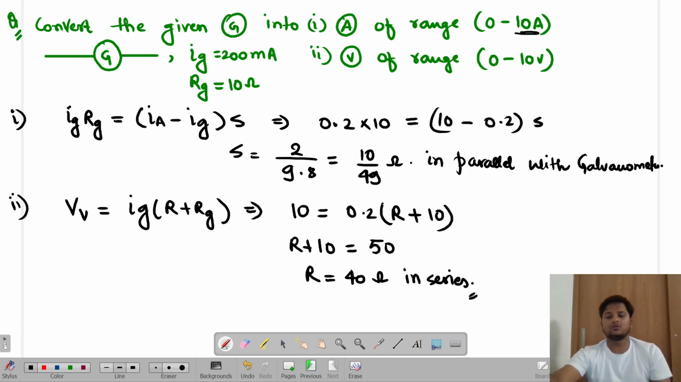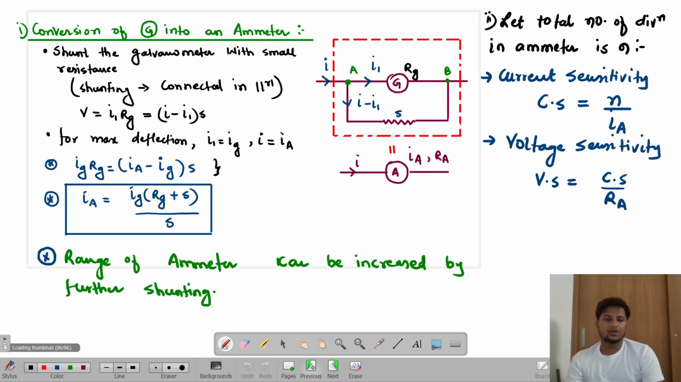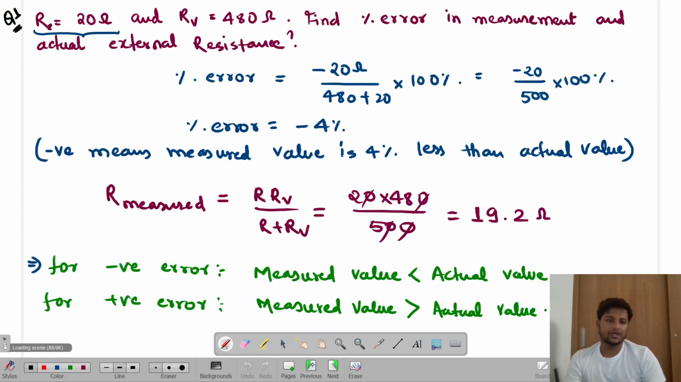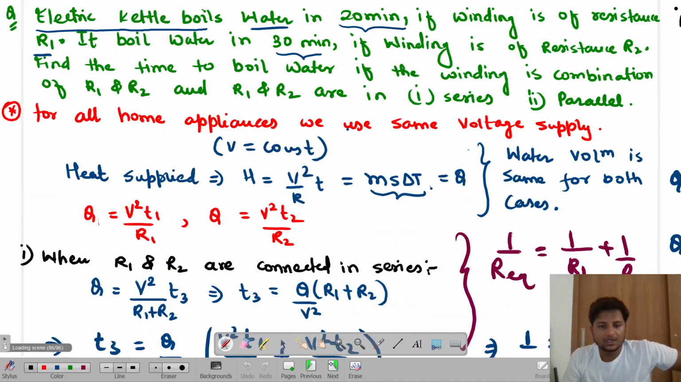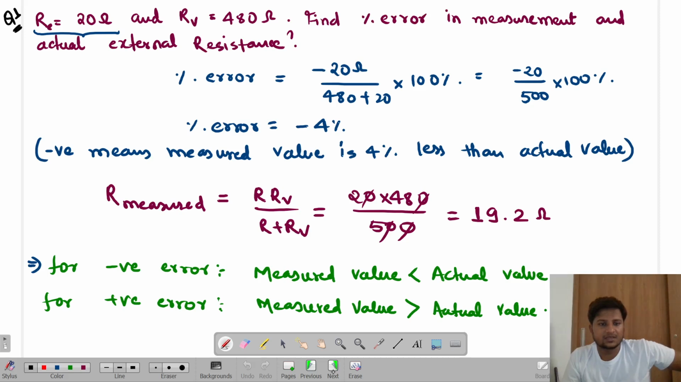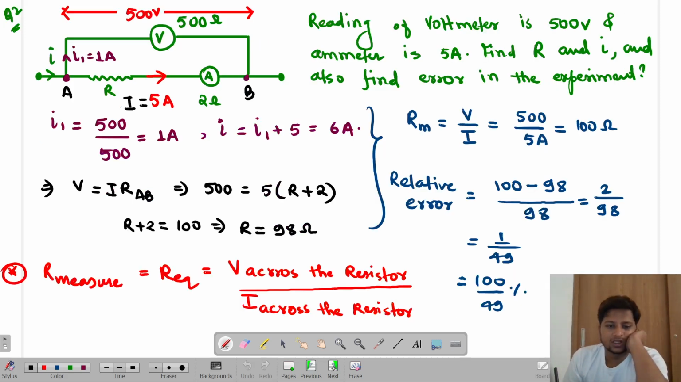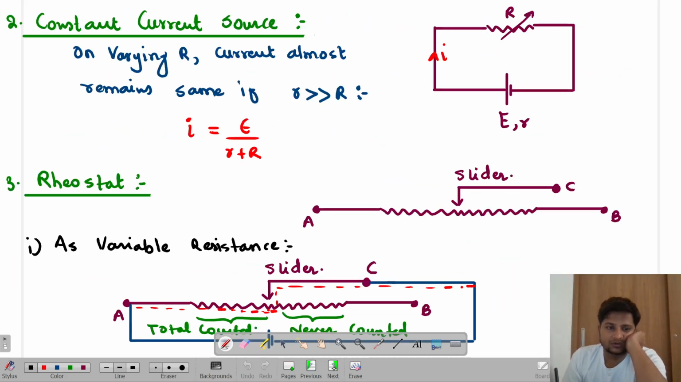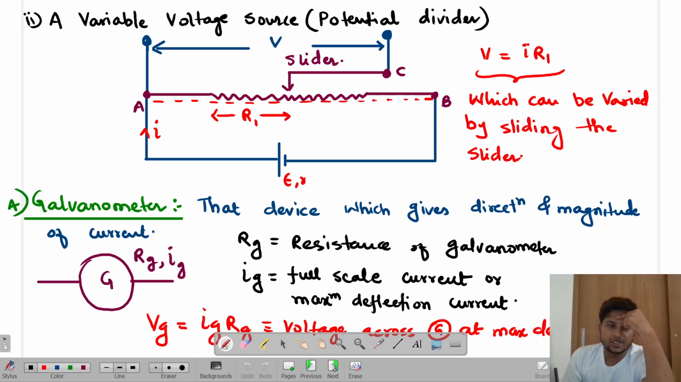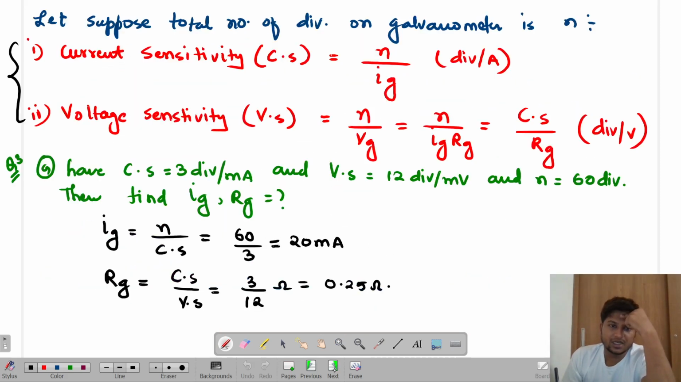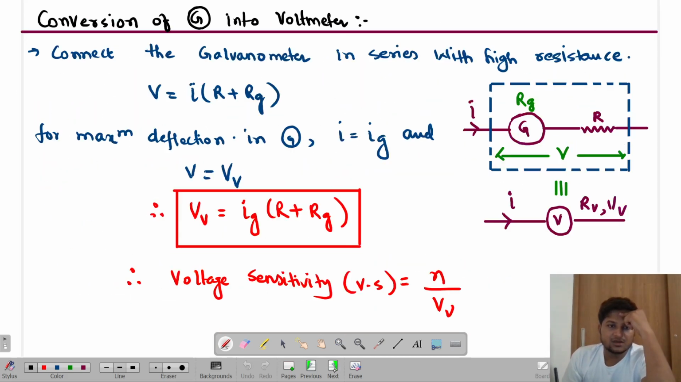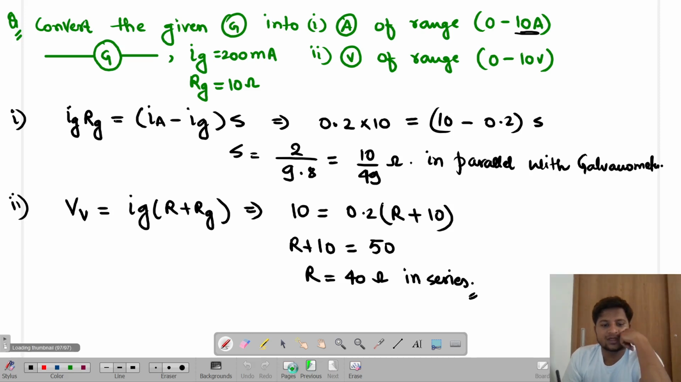Now look over here. We got to know there are four different cases today, like in this whole series: verification of Ohm's law, then our understanding of rheostat, current source, rheostat as a variable voltage divider, and galvanometer, then galvanometer as ammeter and voltmeter. Got it or not?